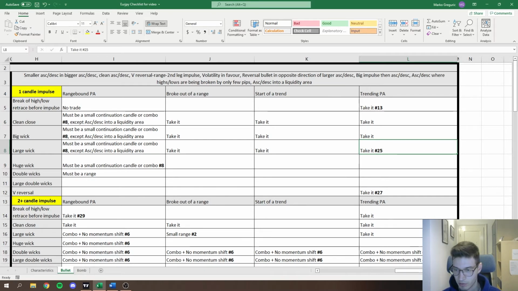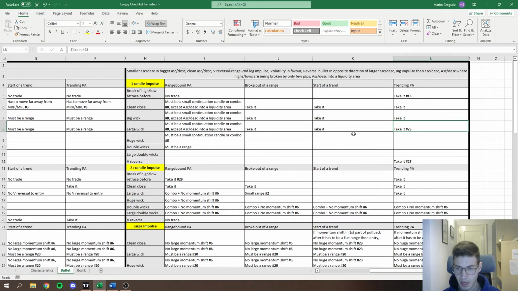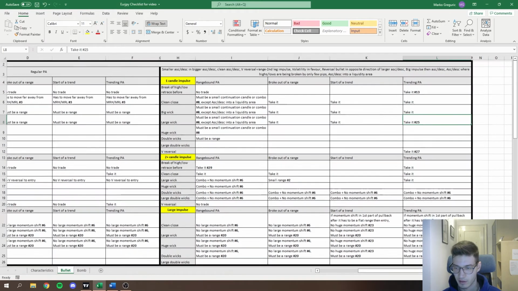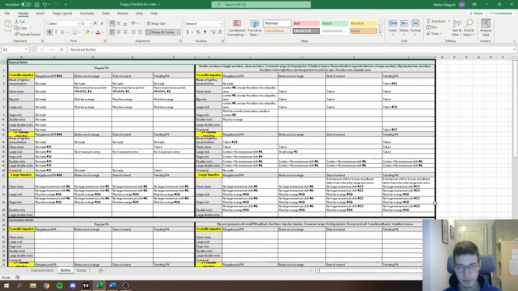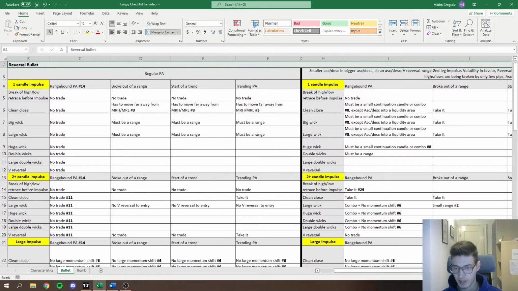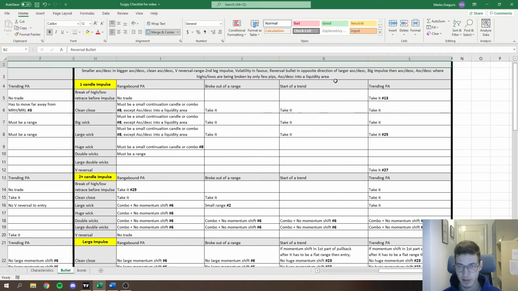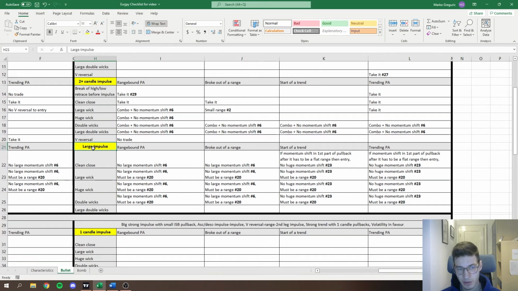So let's now also take another example. Let's say that it is a, let's zoom out, it is a reversal bullet. It is a high probability setup. Let's say it is also a big impulse, then ascending, descending, which is high probability according to my backtesting. That the impulse is large, and that the overall price action is range bound. So if the overall price action is range bound, and let's say that there is a double wick at the end of this large impulse, well, we then take a look at this cell, and what do we have here?